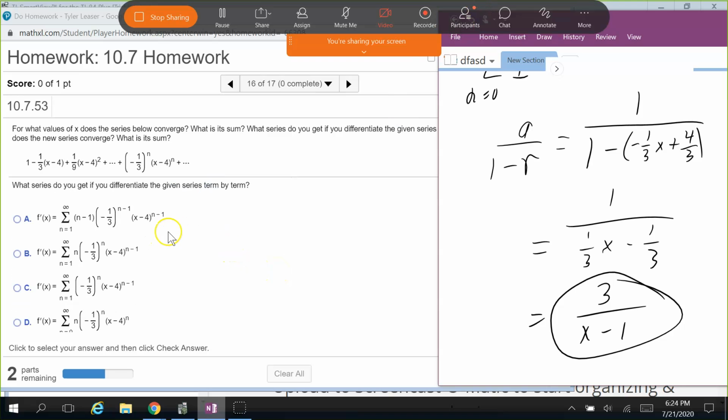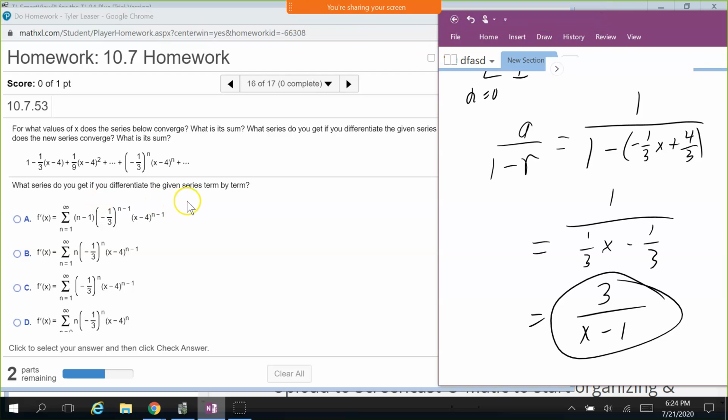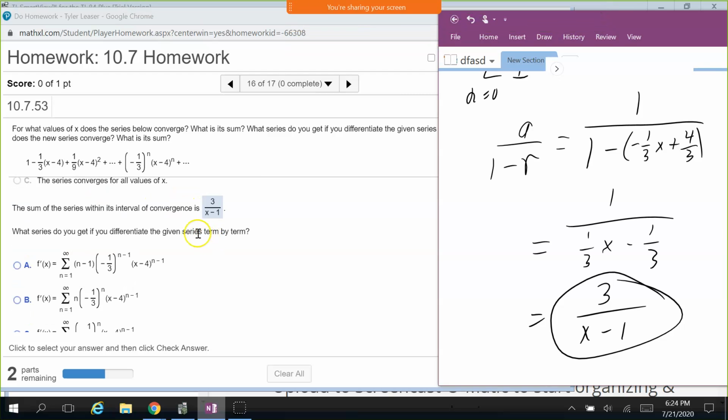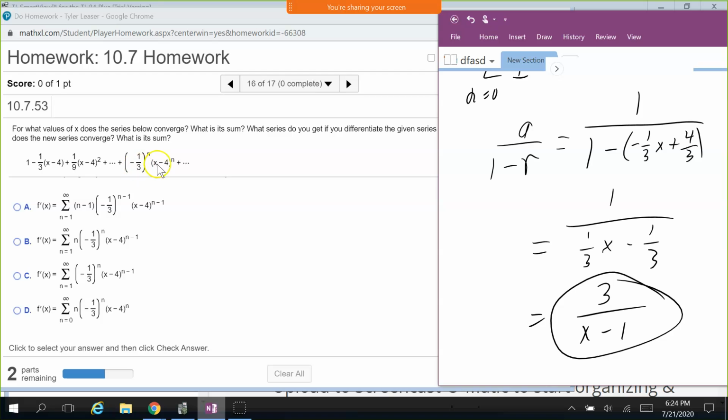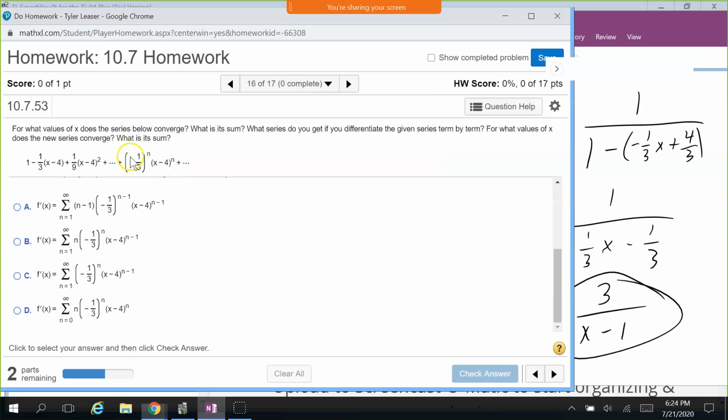The next part is saying what series do you get if you differentiate the given series term by term. Just take your nth term here, this part, and take the derivative with respect to x. So if I do take the derivative with respect to x, negative 1/3 to the n is just a constant. This is going to be a chain rule. We're going to bring down the n, take 1 away from the exponent, and then multiply by the derivative of the inside, which is just going to be 1.